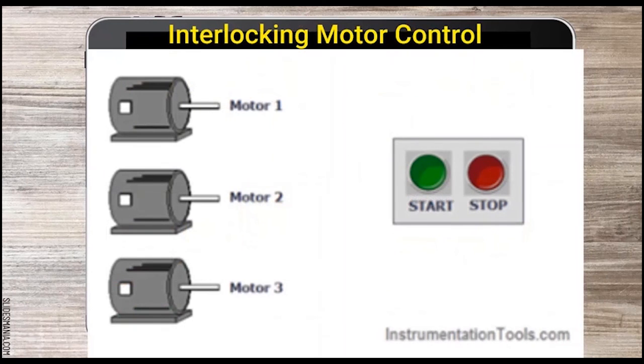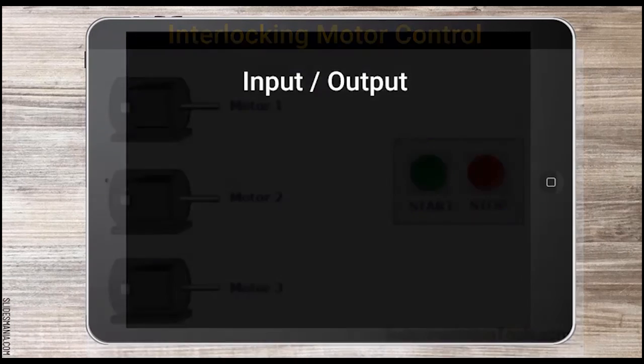And lastly, the fifth example in PLC application during week 12 is interlocking motor control. There are three motors, motor 1, motor 2 and motor 3, each with its own start and stop button. The system only allows any two motors to run at one time.